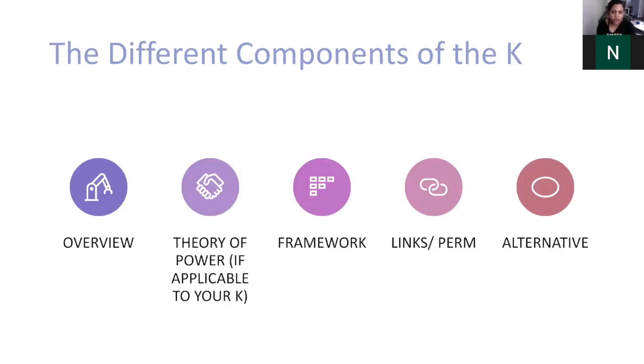So there are 5 different components of the critique, and this is where I'm going to sidebar off just a little bit to describe and explain these in more detail. The first is the overview. The second is the theory of power, if this is applicable for your critique. And there's levels to it. There's levels of theory that are part of the critique that you would choose to read depending on the scholarship.